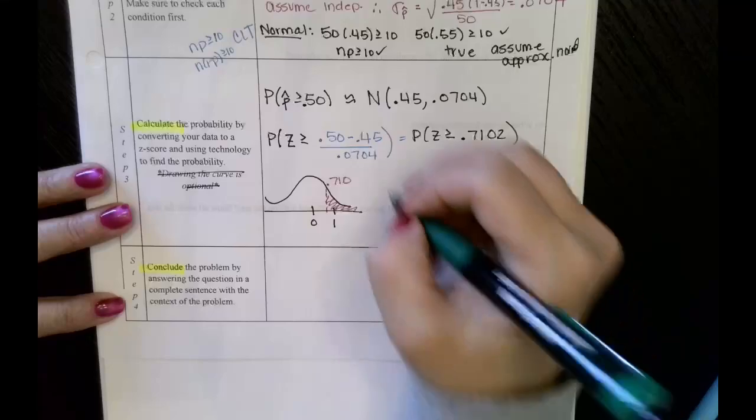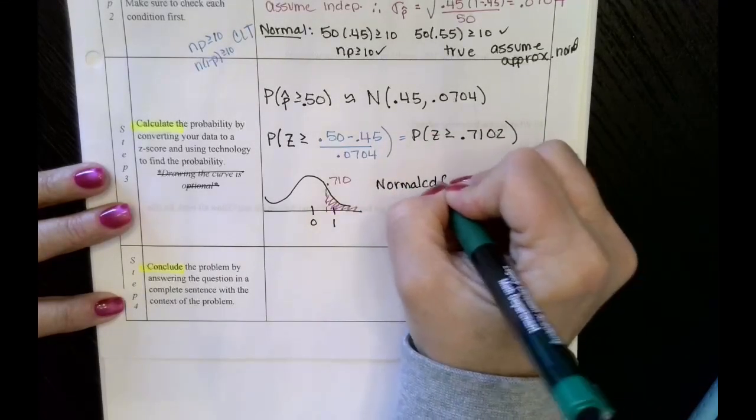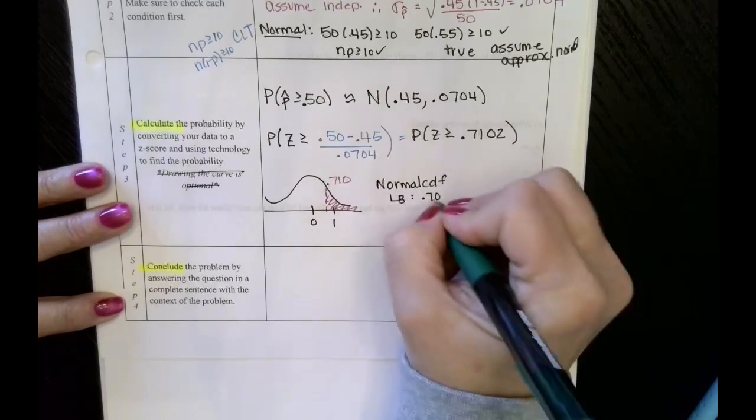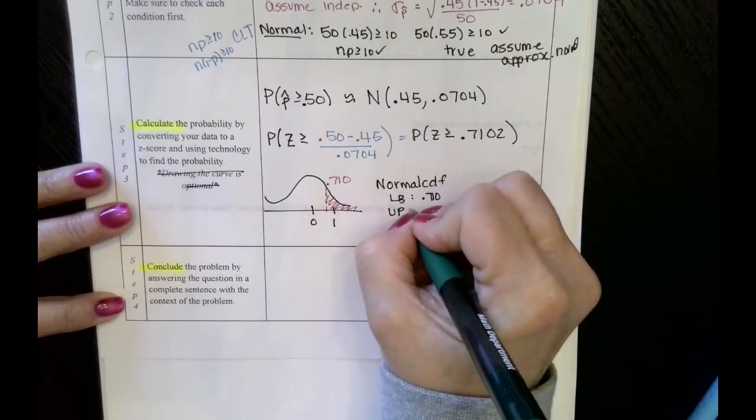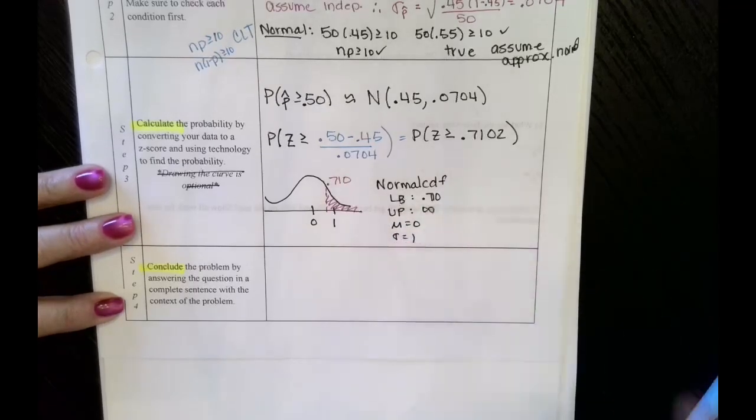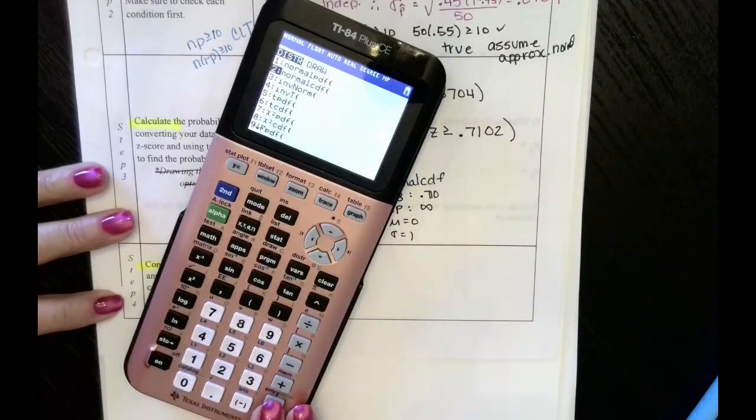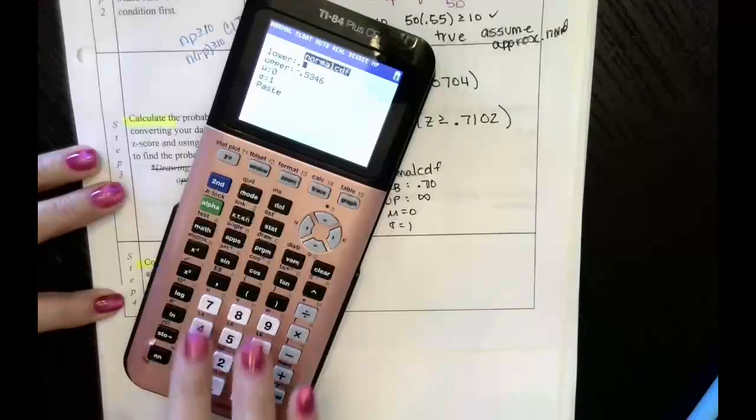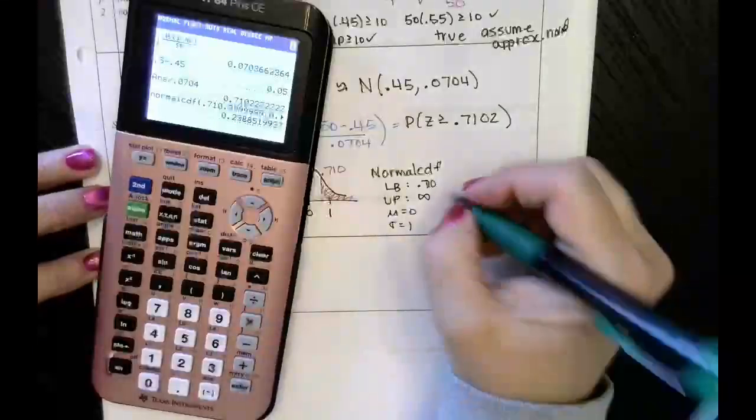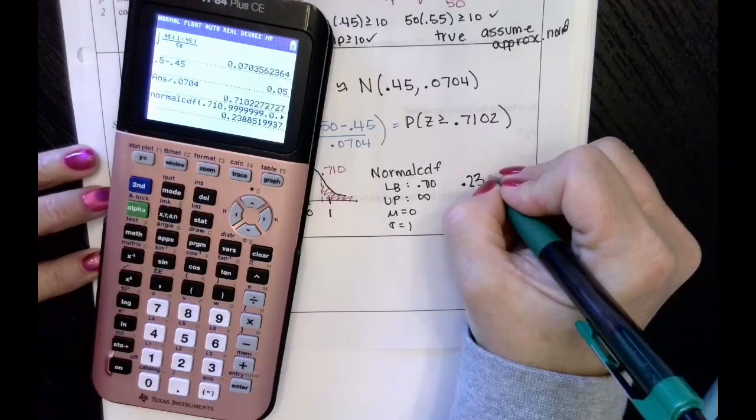Now I'm going to use normal CDF. My lower bound is 0.710, my upper bound is infinity, my mean is 0, and my standard deviation is 1. What I get here is that my value is 0.2389.